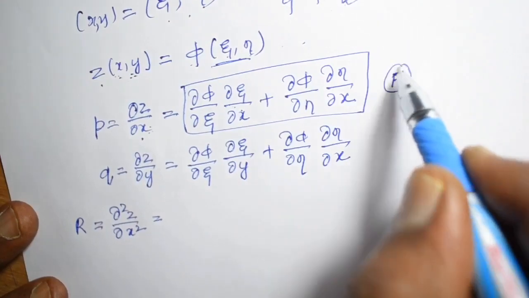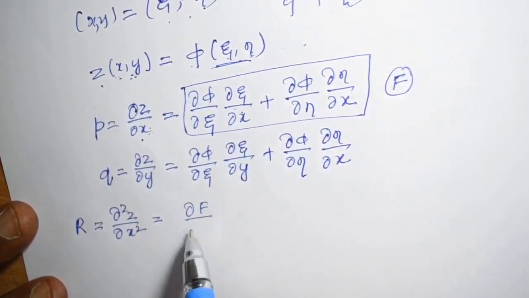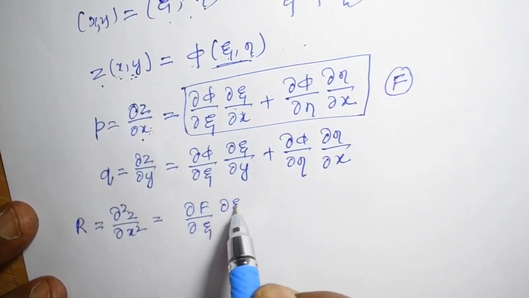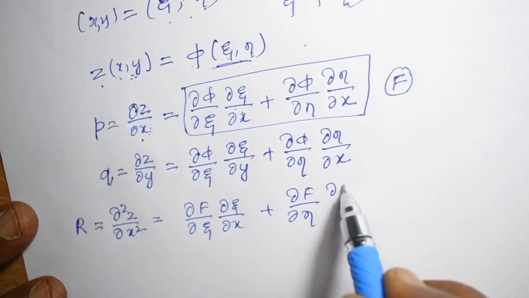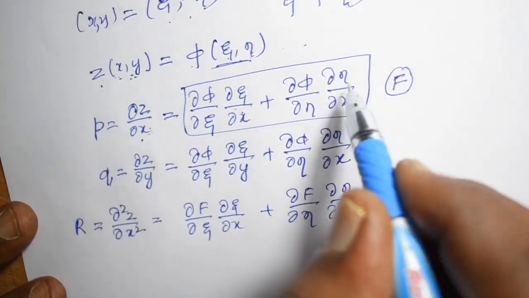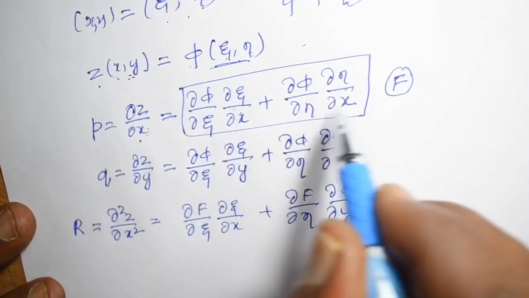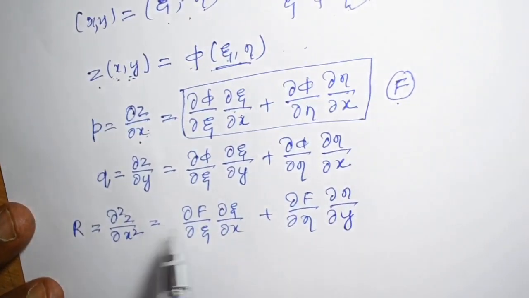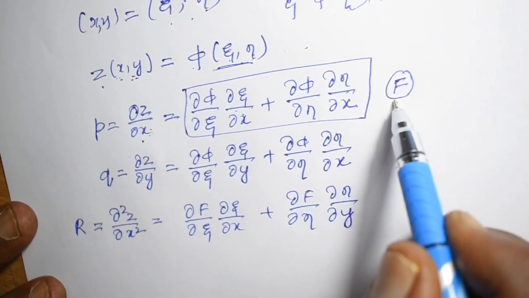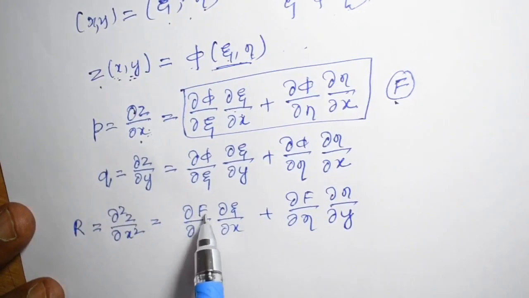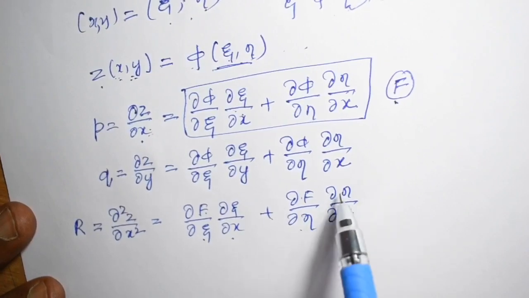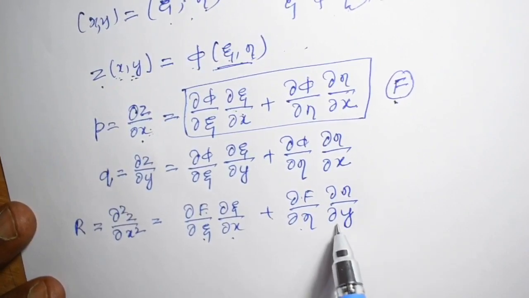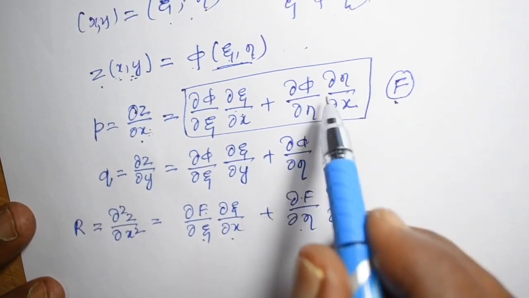You can call this a small f. So what happens: del f by del xi into del xi by del x plus del f by del eta into del eta by del x. Is it right? If it is f, the total derivative is taken as some f. So then again you have to differentiate f because you have to get the second order derivative. Now the derivative is given by df by d xi into d xi by dx plus df by d eta into d eta by dx. Is it right? Now you have to replace f by this derivative.